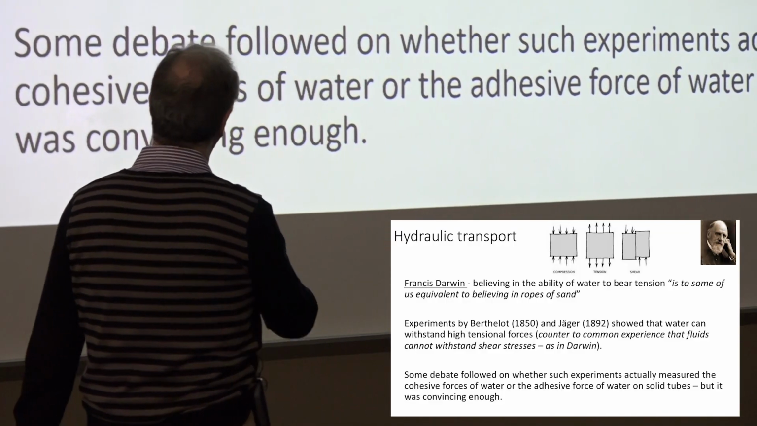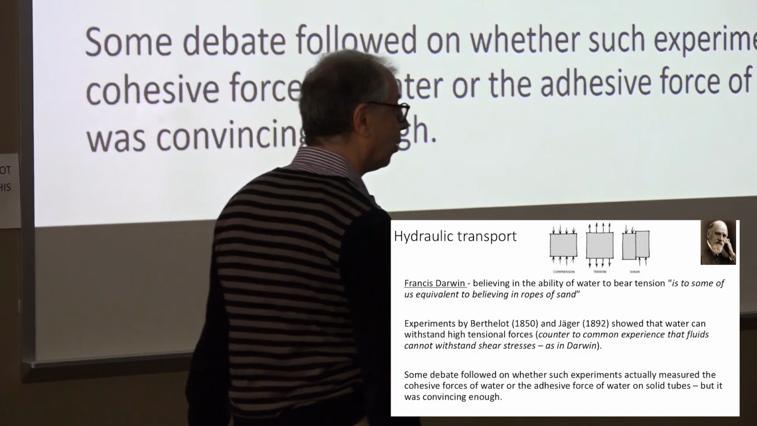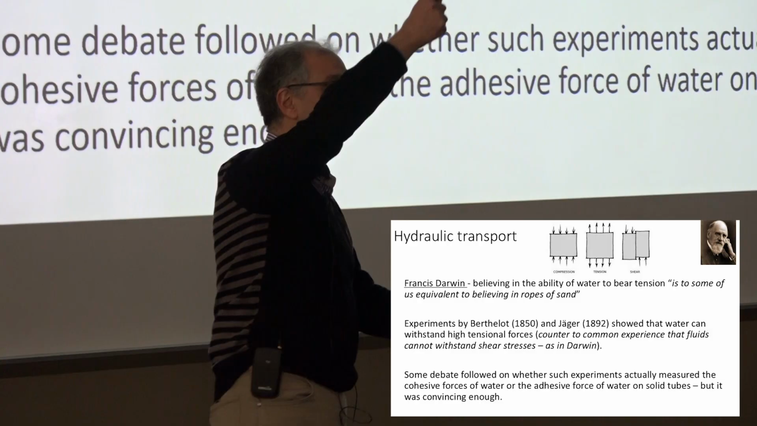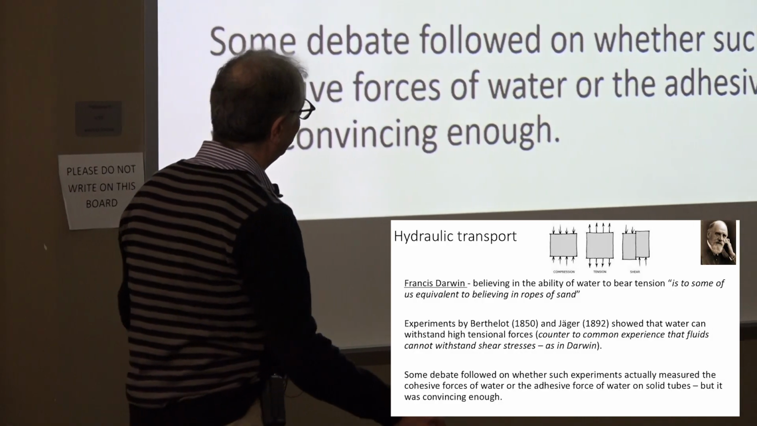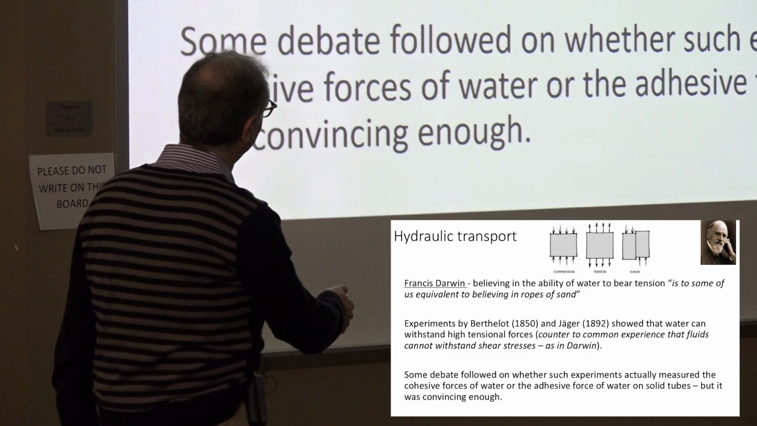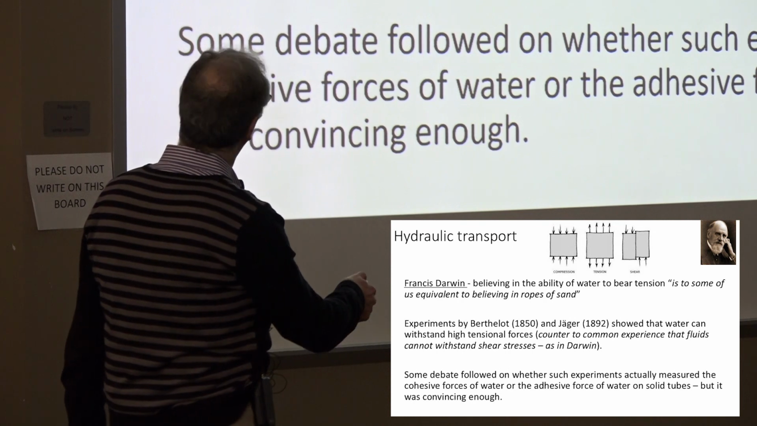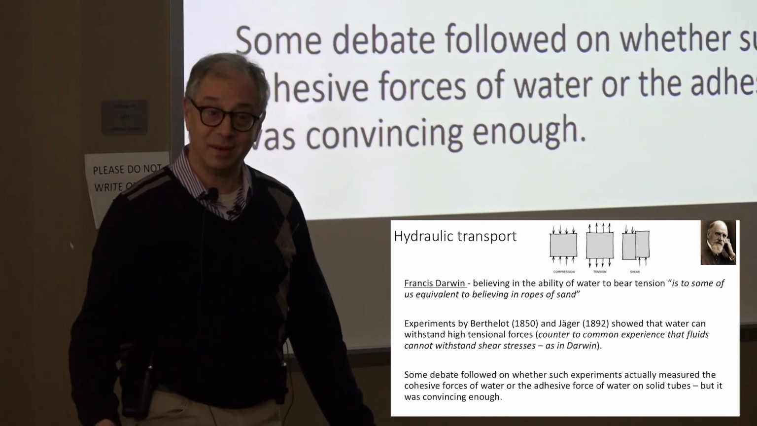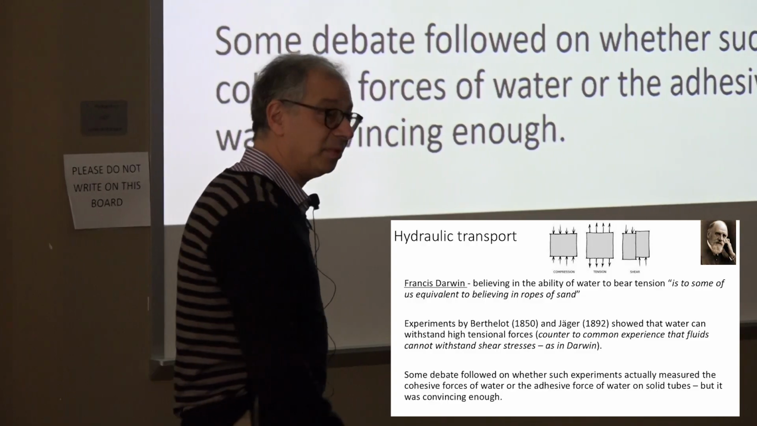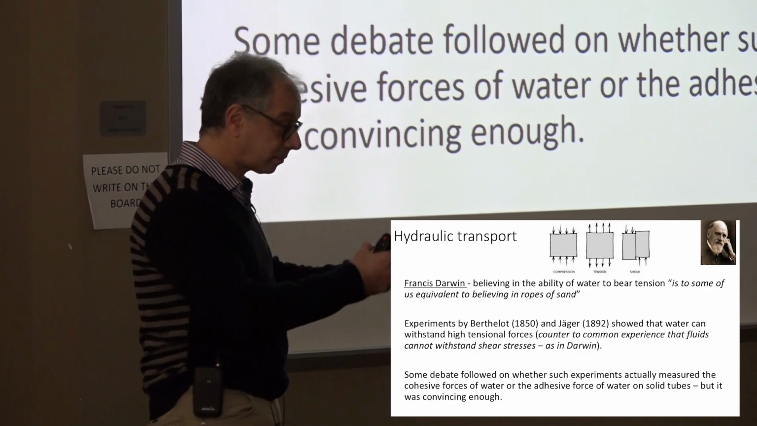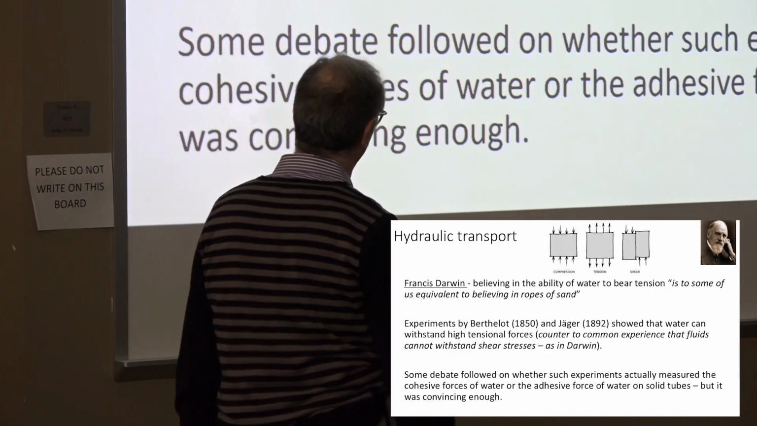He stated also that believing in the ability of water to bear tension is to some of us equivalent to believing in ropes of sand. So he envisioned the fact that this water column is moving up under tension is nonsense. And of course, we now know from fluid mechanics that yes, Darwin is correct that fluids cannot withstand shear. They can withstand compression, pretty well. In fact, water is sometimes treated as an incompressible fluid. But they can also withstand tension, and that is thanks to the hydrogen bonds and the van der Waals forces that are holding these water molecules together.